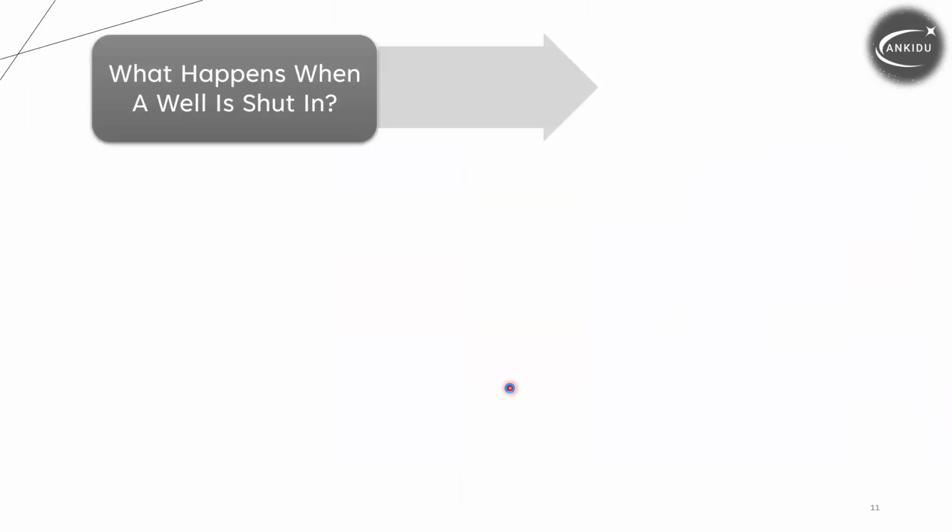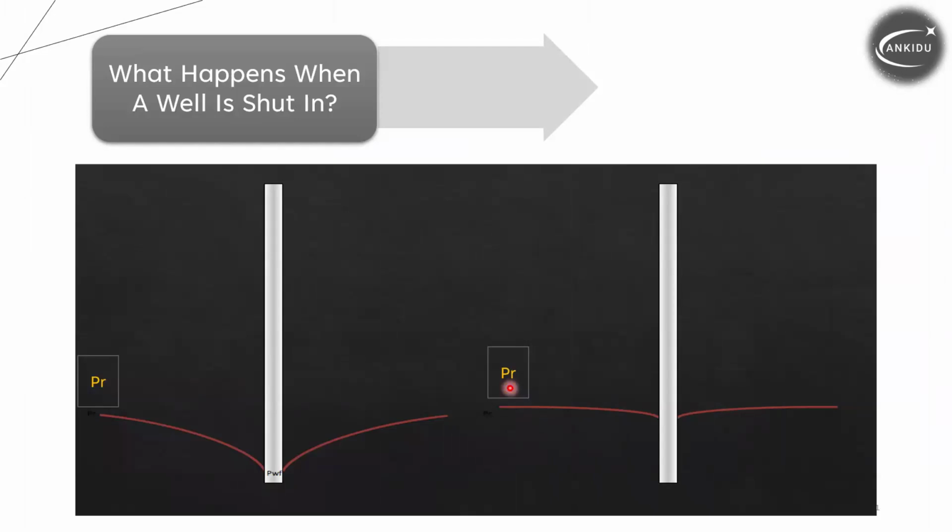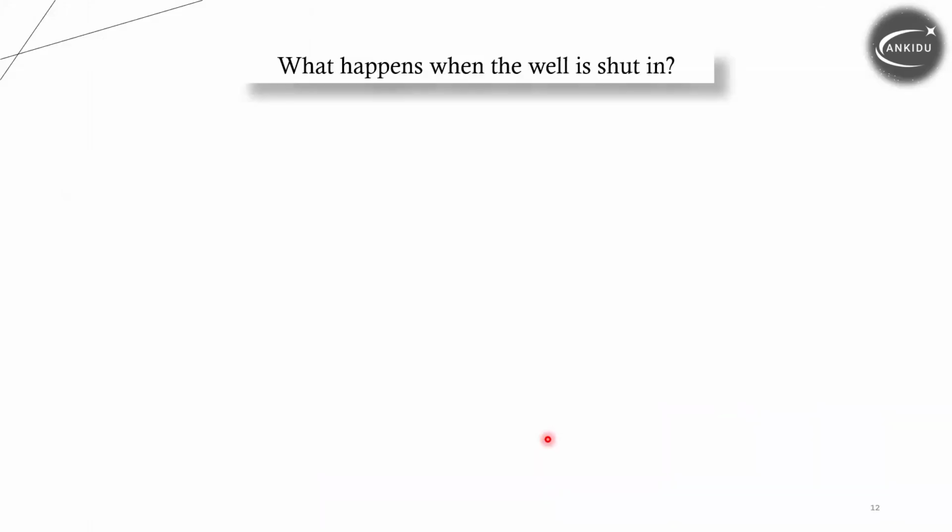So what happened when a well is shut in? Let's see. Before it's shut in, the well is flowing. There is a differential pressure between the reservoir pressure and the wellbore pressure. And then when it's shut in, the pressure rises, because we don't have any flow to the surface anymore. So we have a rise in the pressure inside our reservoir because the well is not flowing, so there is no flow from the reservoir to the wellbore.